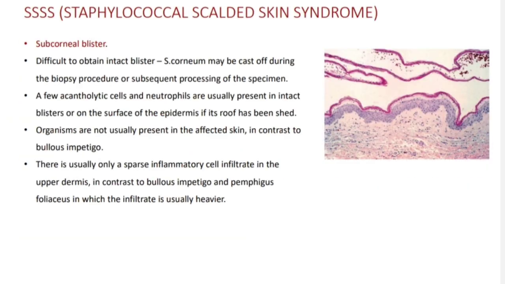Staphylococcal scalded skin syndrome. Here it produces a subcorneal blister. Usually it is very difficult to obtain an intact blister because the stratum corneum may be lost during the biopsy procedure or due to subsequent processing of the specimen. Few acantholytic cells and neutrophils may usually be present in the intact blisters or on the surface of epidermis if the roof, that is stratum corneum, has been shed. Usually this is toxin mediated, and organisms are not present in the affected skin, in contrast to bullous impetigo. And the inflammatory infiltrate is also very sparse in the upper dermis, whereas in bullous impetigo and pemphigus foliaceus, the infiltrate is usually heavier.